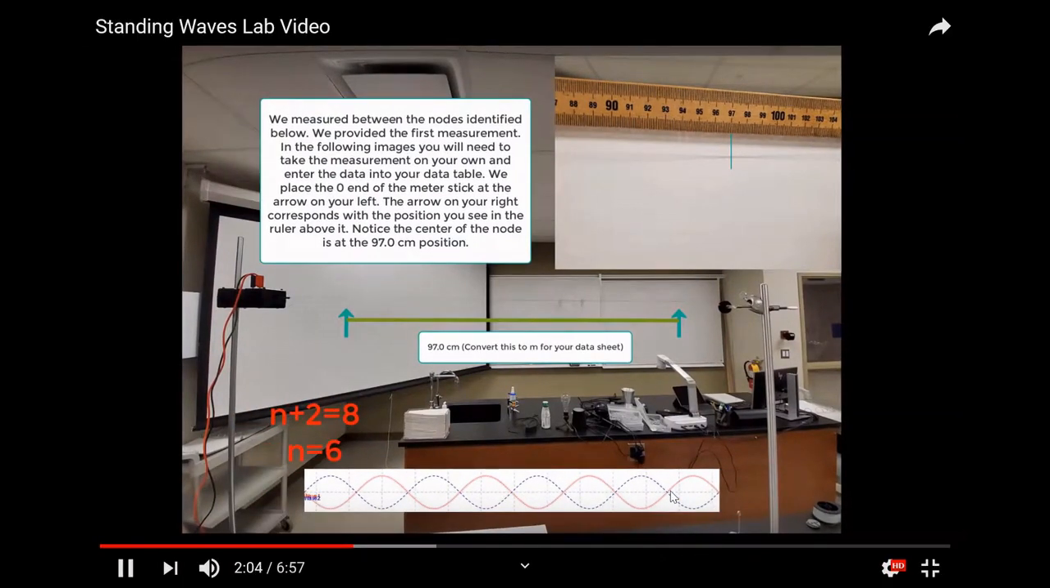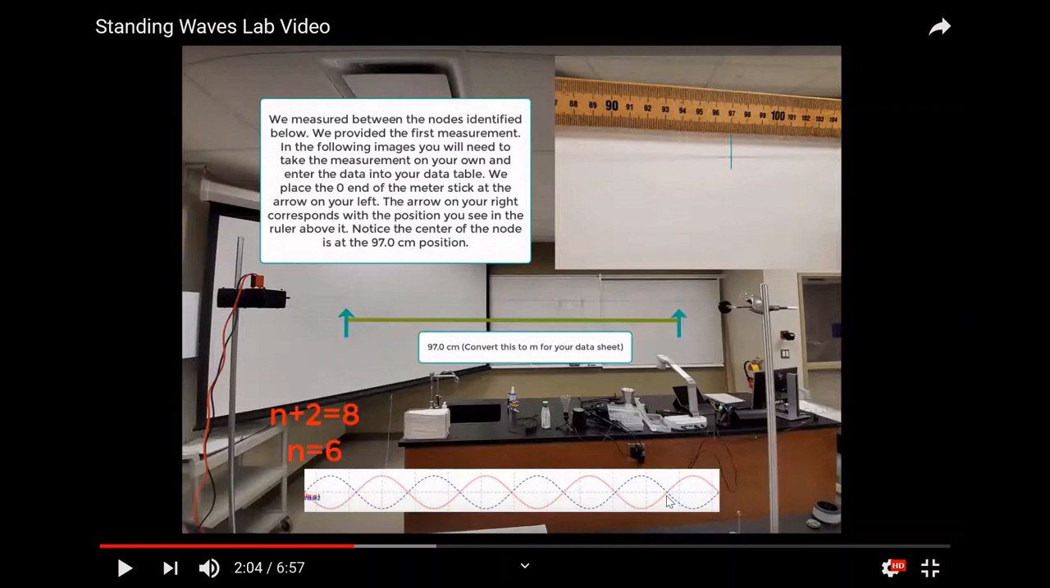Okay, the wave that's shown at the bottom has 1, 2, 3, 4, 5, 6, 7, 8 loops. So we're going to say n plus 2 is equal to 8 for this wave. Here we say n is equal to 6 because we actually measured 6 loops. The left end of the meter stick was where my pointer is right now, and the right end of the meter stick was where my pointer is now.